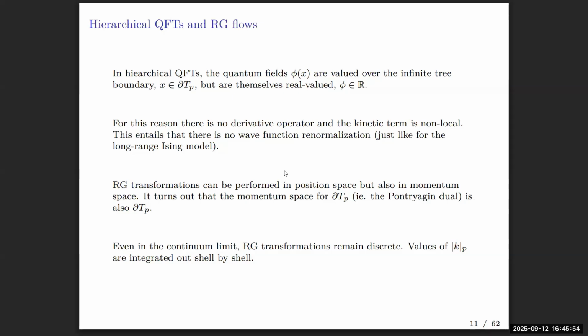The RG transformations you can perform are not just the position space RG I showed you at the beginning, where you integrate out half of the sites on this hierarchical structure. There does exist a kind of momentum space, and it turns out, as a mathematical fact, that the momentum space is the same space. If you Fourier transform a real valued function, the Fourier transform is also real. That doesn't always happen. For example, if you have a function defined on the integers, the dual is the circle, like the Brillouin zone in a lattice system. But even in the continuum limit, these RG transformations remain discrete. That's related to the ultrametric norm I introduced. Even when you take the continuum limit, that norm is still discrete.